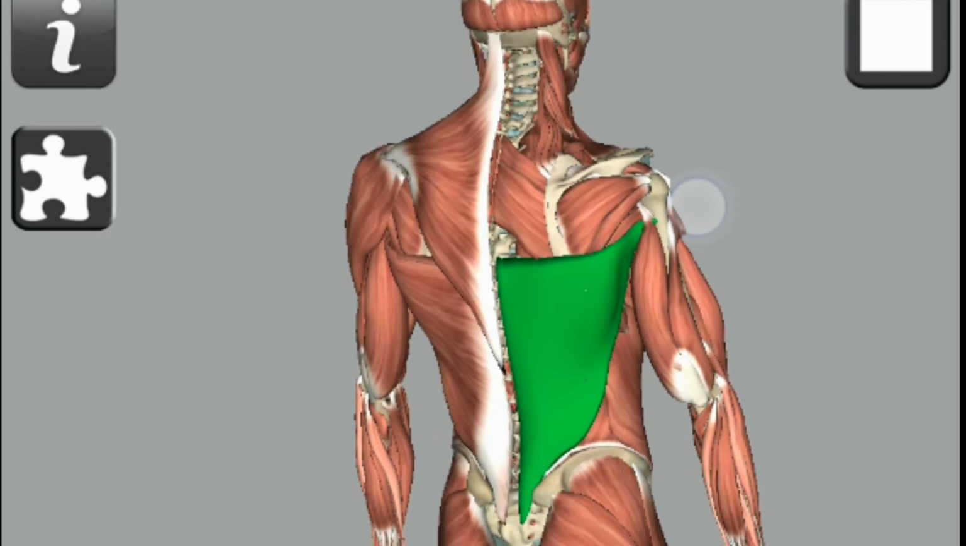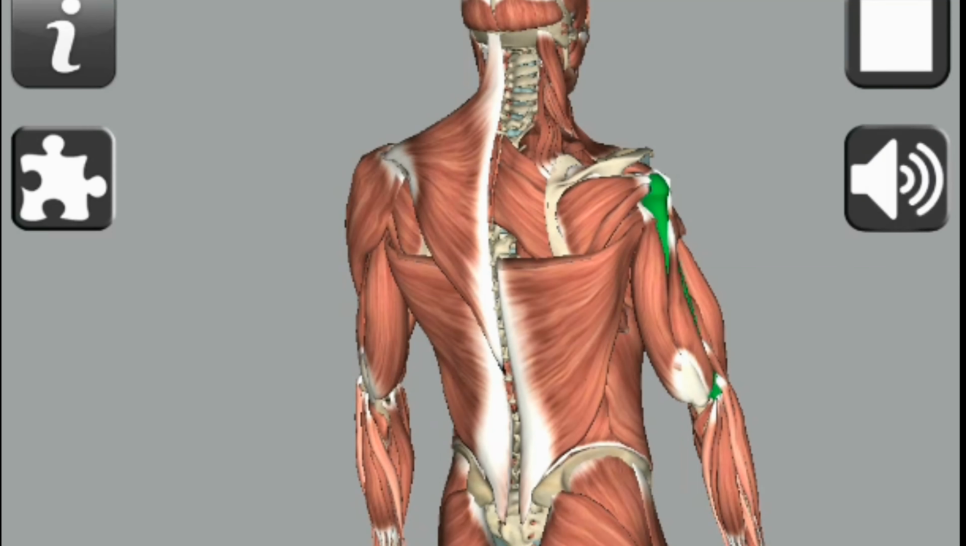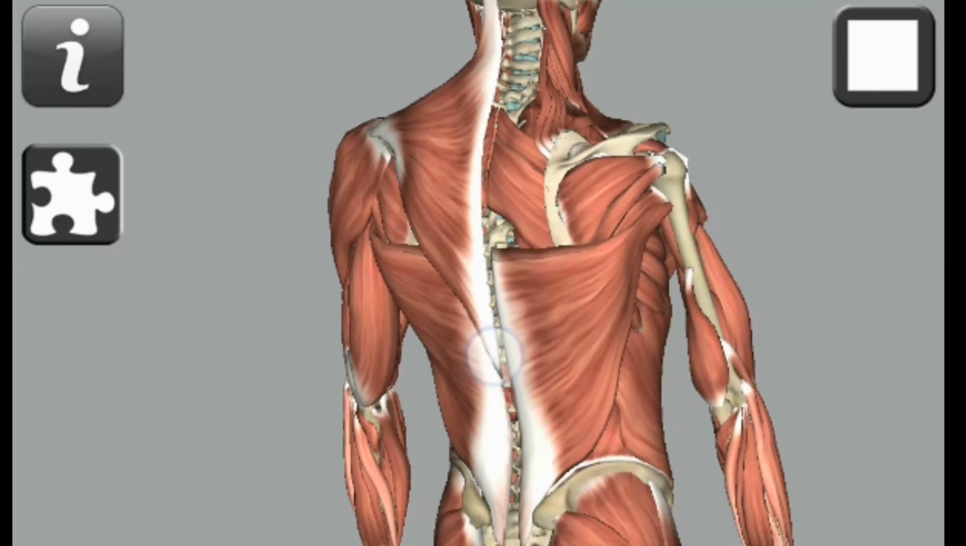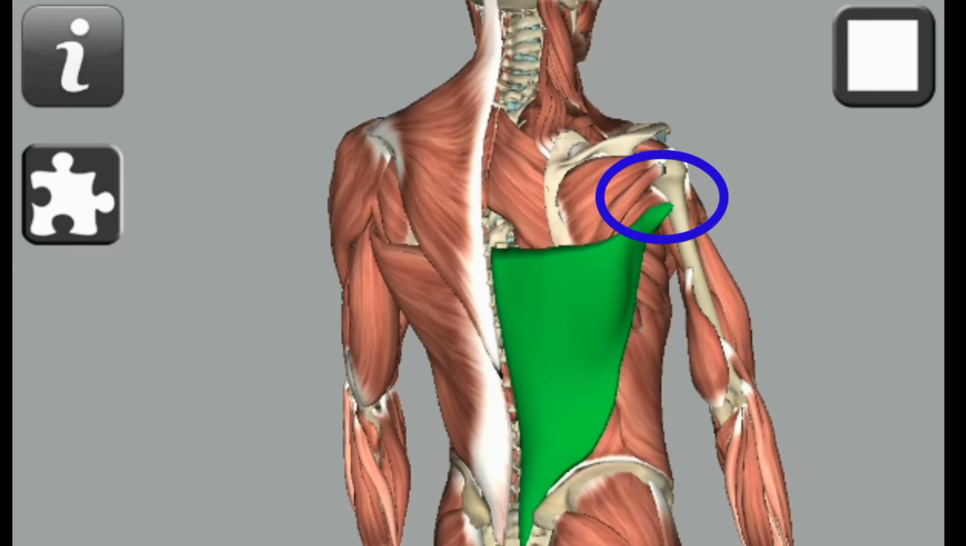And the latissimus dorsi muscle is inserted into the intertubercular sulcus of the humerus. So this is the intertubercular sulcus of the humerus. So the latissimus dorsi muscle is inserted into the intertubercular sulcus of the humerus. Now we will discuss the functions of the latissimus dorsi muscle.